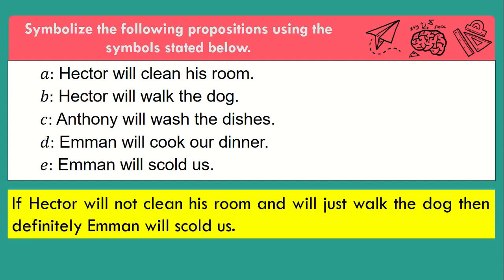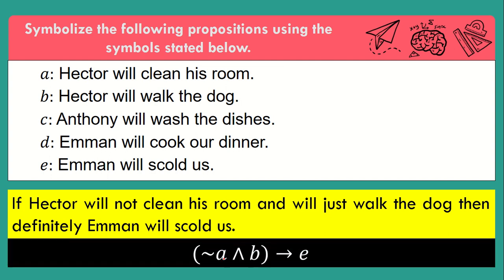If Hector will not clean his room and will just walk the dog, then definitely Emma will scold us. You try this. You can pause the video so that you can write your answer. The answer here is open parentheses, negation A, inverted V, B, close parentheses, one-headed arrow, E.